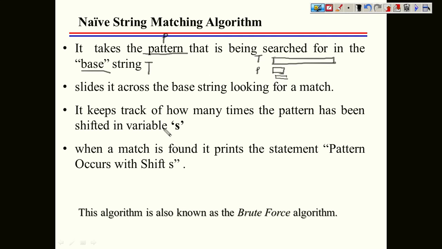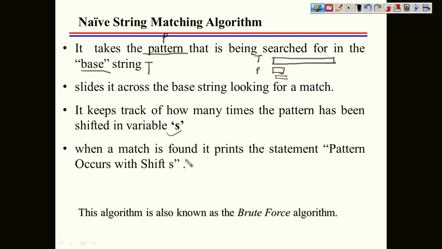It keeps track of how many times the pattern has been shifted in a variable s. Whenever we shift, we keep a note of it using one variable s, which keeps track of on which shift the match is found. If the match is found, we call it a valid shift. Already we have discussed this. When the match is not found, we call it an invalid shift. So our objective is to find how many valid shifts are identified in this process.